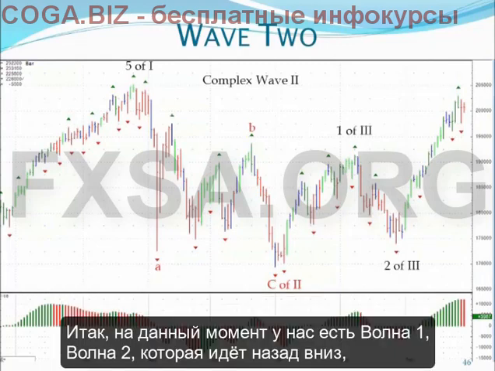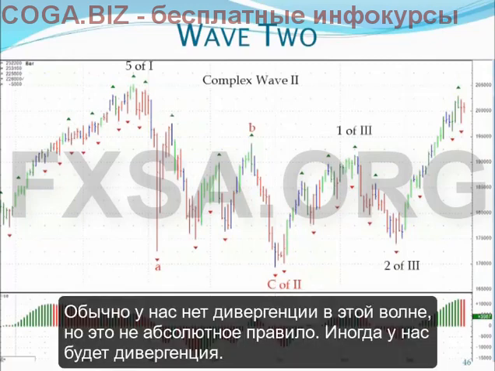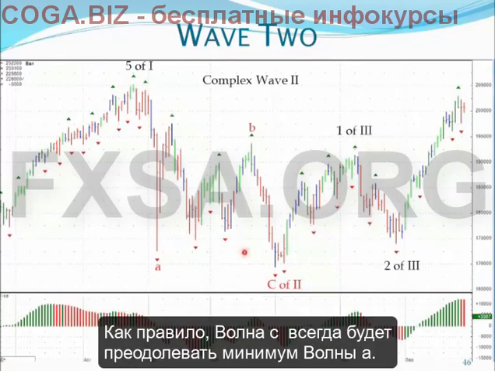So right now, we have a wave 1, a wave 2 coming back down, retracing below 0. Normally, we don't have divergence in it. It's not an absolute. Sometimes we will have divergence. Typically, the C wave will always take out the low of the A wave.